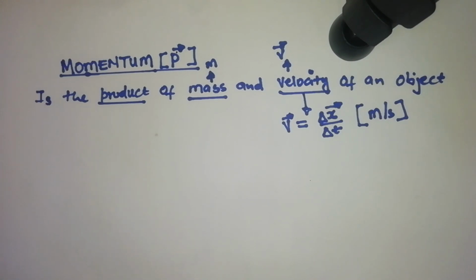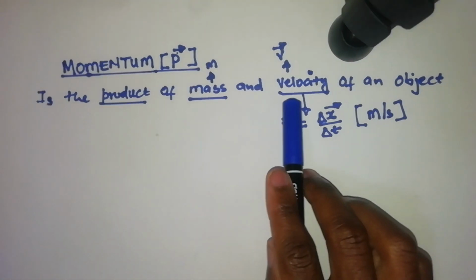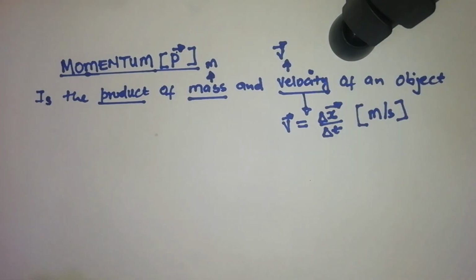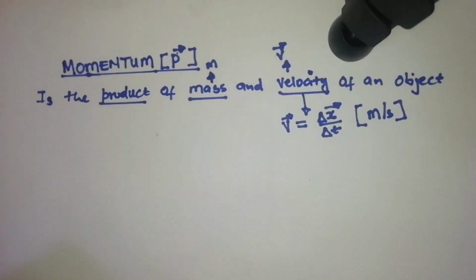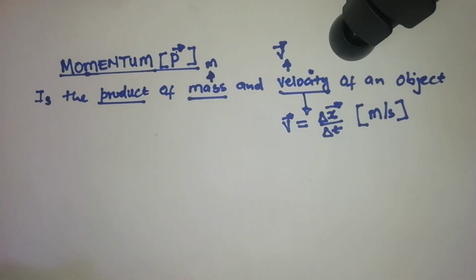Let's go to the definition of momentum. It says momentum is the product of mass and velocity of an object. We have three highlighted terms within our definition, and these terms will help us to understand the concept of momentum in detail. Let's talk about mass and velocity for now. Later we'll talk about the product.